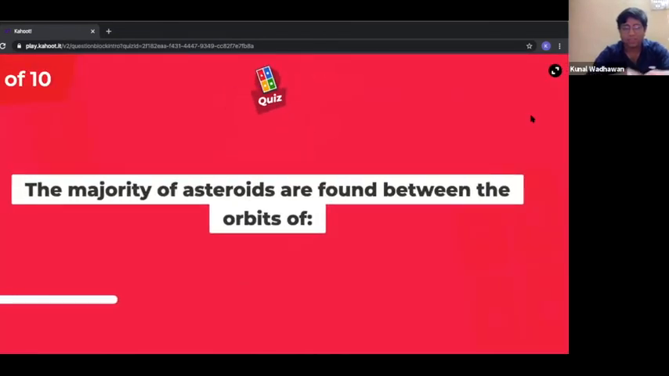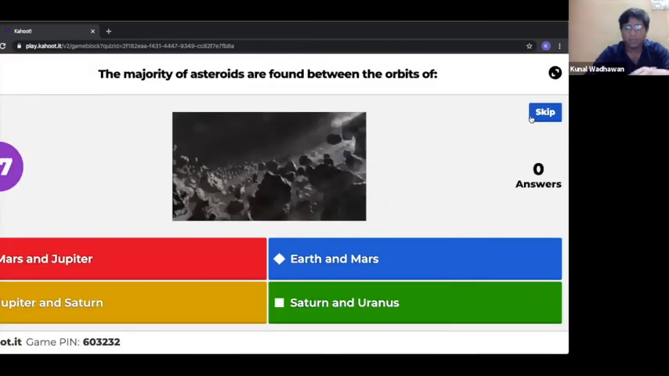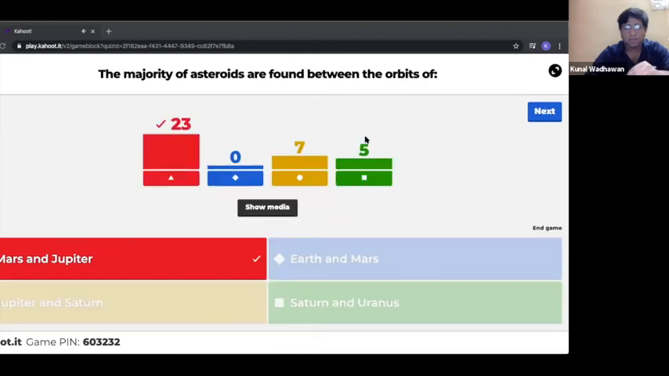Good. Next question. The majority of asteroids are found between the orbits of Mars and Jupiter, Earth and Mars, Jupiter and Saturn, or Saturn and Uranus. What do you think? Great, great. Very nice. See, asteroids look like these in the image, if you can see. They are of no particular shape. Done. Mars and Jupiter is the correct answer. And most of you have given the same answer.